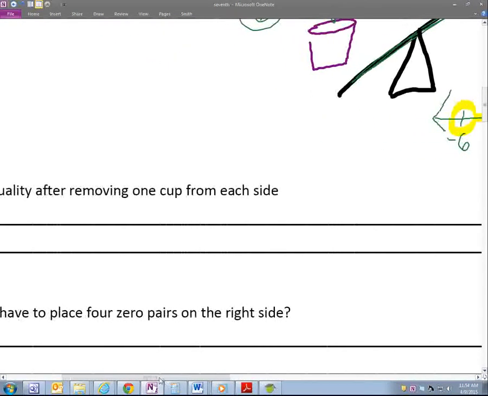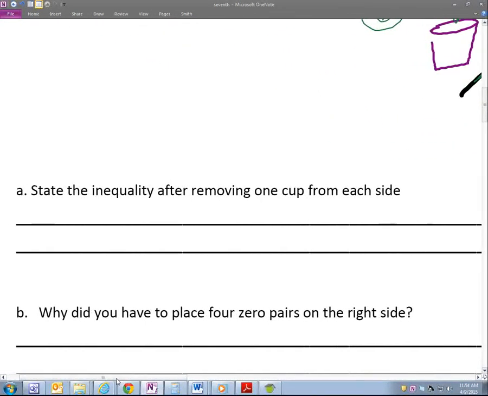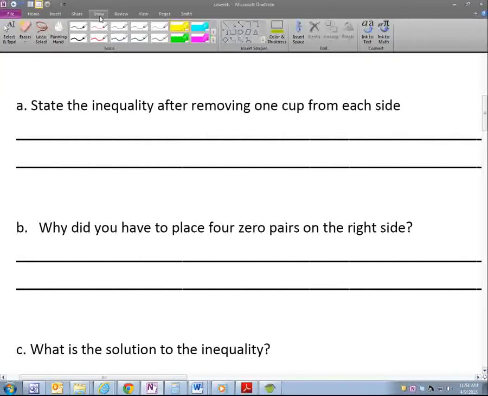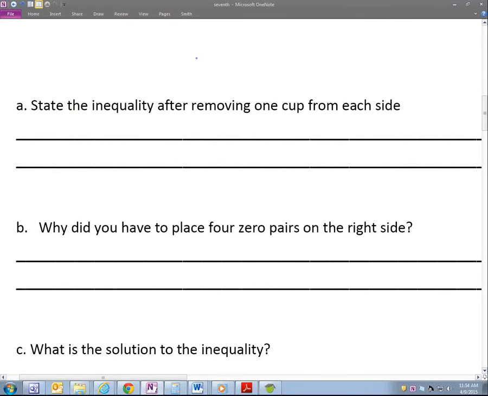All right. Now for this one. State the inequality after removing a cup from each side. So that means, what does the inequality look like after we've taken away? Well, the cup represents what? X. So we have one less x on each side. I put 1 cup and 4 positives on the left and 2 negatives on the right. 1 cup and 4 integers on the left.